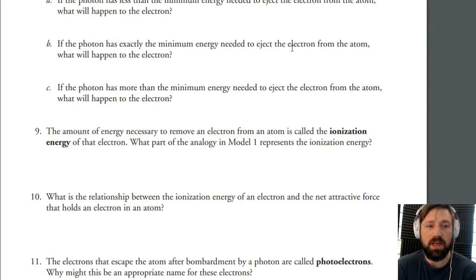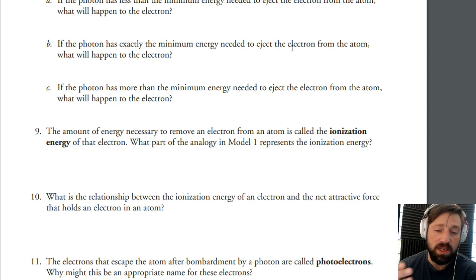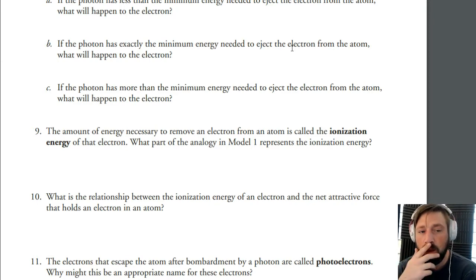What happens if the photon is less than the minimum energy needed to eject the electron from the atom? What happens to the electron? Well, it's going to increase in energy, de-excite, emit a photon, and stay at the same energy level, stay at the same orbital. Now, if a photon is exactly at the minimum energy needed, it will eject, but it won't have any more kinetic energy. It won't move anywhere.